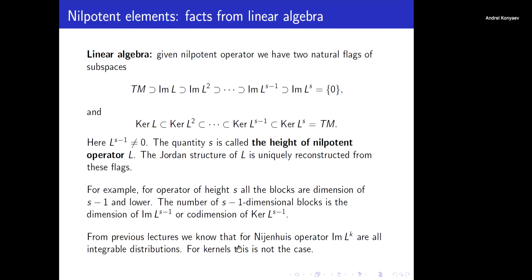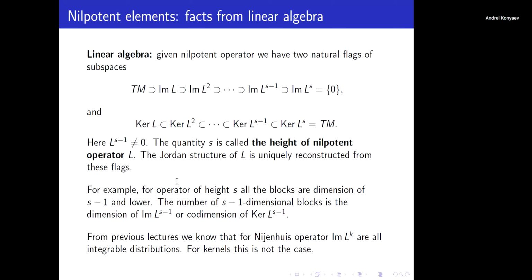So if you look at the dimension of the image of the last power before vanishing of the operator, you see that the dimension of the image is exactly the number of kernels, and the number of kernels is exactly the number of Jordan blocks of this dimension. So you see that those flags do have enough information about the linear structure of the linear operator. It does not necessarily yet have to be Nijenhuis.